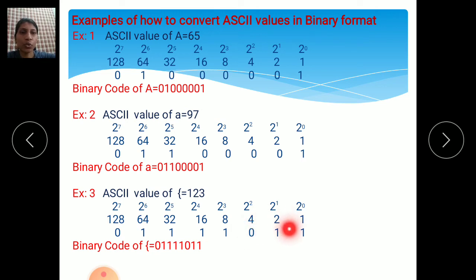So 122 plus 1 is 123. So this binary code is, right, others are 0. Binary code of left curly brace is equal to 01111011. This is the binary code of this. If you press left curly brace from the keyboard, it is converted into these numbers, in binary format, meaning the computer can understand only the binary language. Like this we can convert these characters or digits, any special symbol, into binary format.